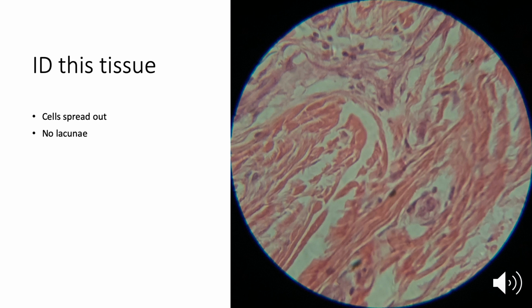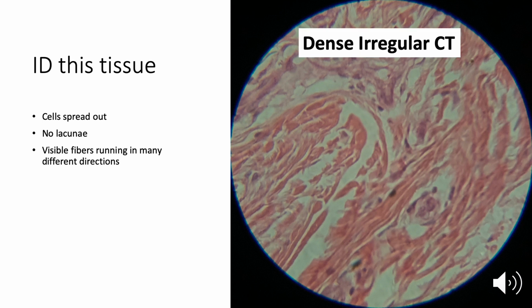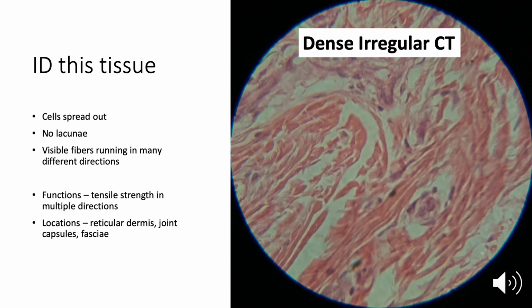And next thing I'm going to look at, do I see fibers? And all of these red lines are fibers. And they're going in many different directions. So because the fibers are going this way, or this way, or this way, this must be an irregular arrangement of fibers that are bundled together. It is a dense, irregular connective tissue. Dense, irregular connective tissue provides tensile strength in multiple directions because the collagen fibers are running in multiple directions. It is your reticular layer of your dermis, that's the deeper layer of dermis. It also is found in joint capsules and in the fascia, and the relevant fiber here is collagen.